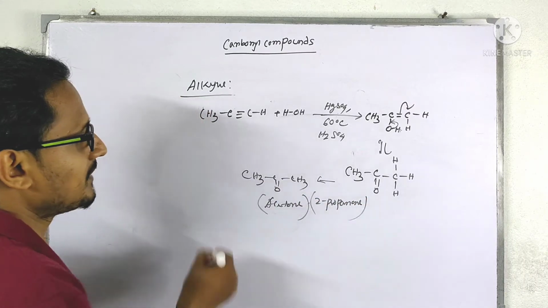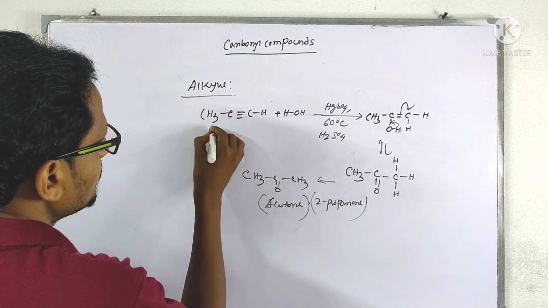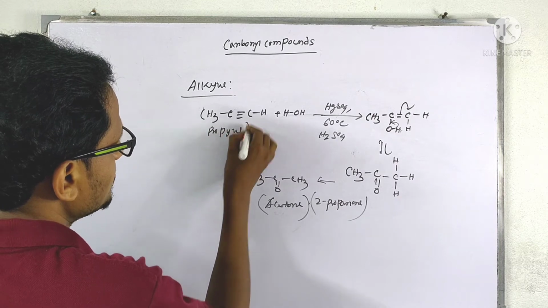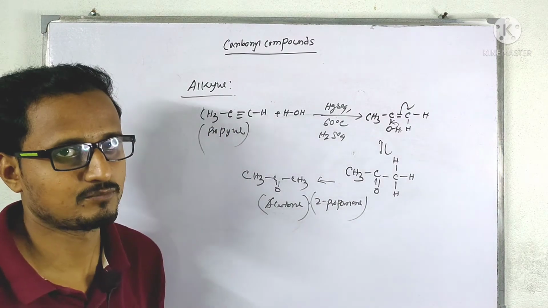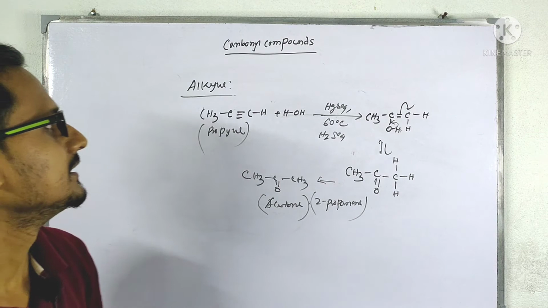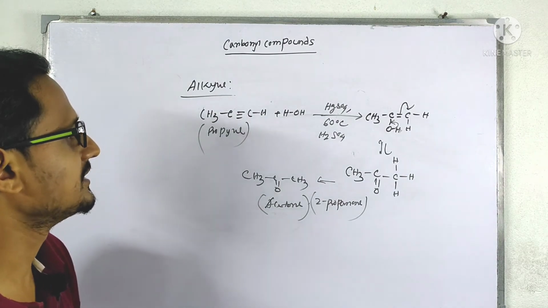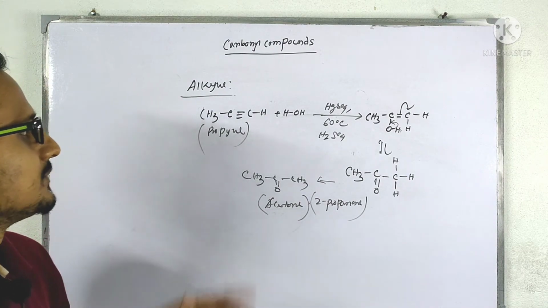So you can easily convert propyne, this is propyne, to 2-propanone by this reaction, that means hydration of alkyne. Okay, so please write this one.